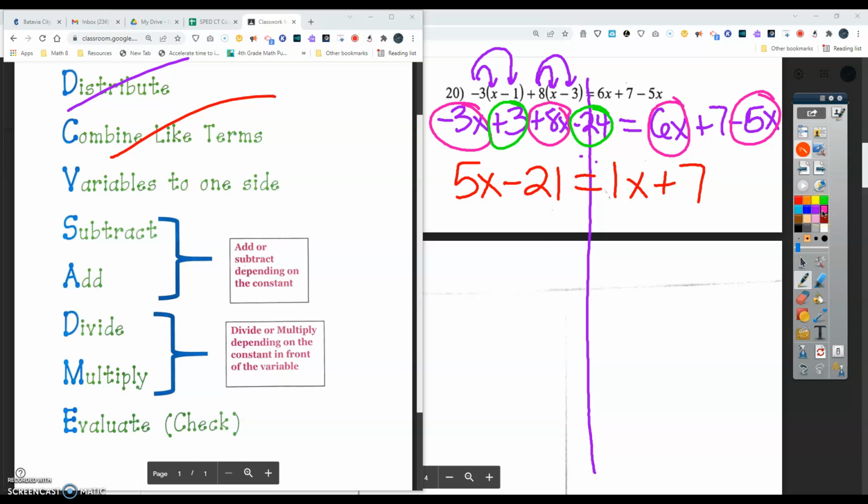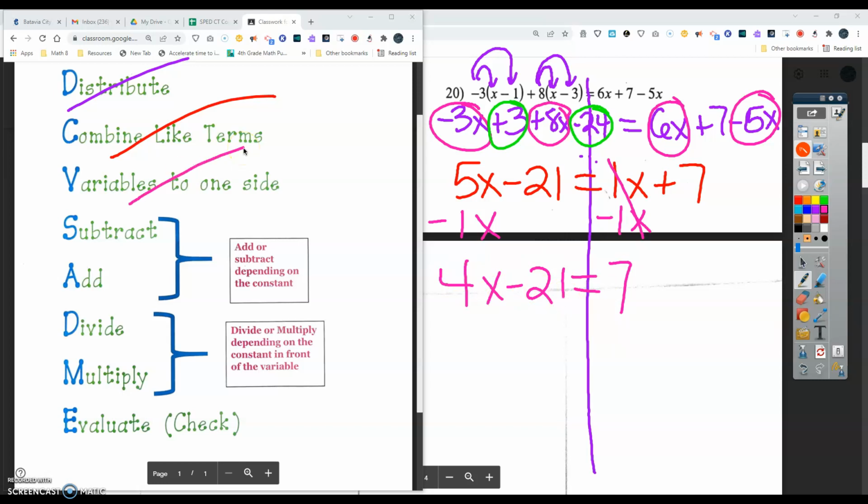Let's do this in pink. So I got to move either the 1x or the 5x. It doesn't matter which one I move, but I'm going to move the 1x because that's going to create a positive outcome with my variables, and I want that. This is a 0 pair. That crosses off. I bring down my 7, and then over here I have 4x minus 21. Okay, I've done variables to one side.